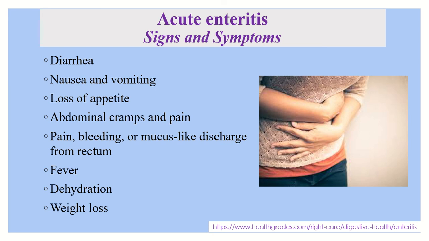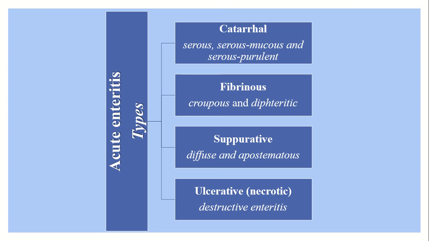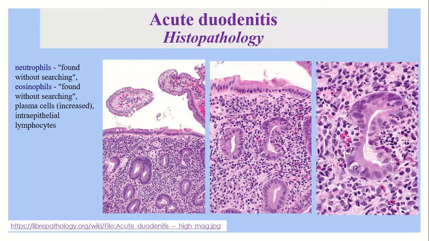The clinical signs and symptoms of acute enteritis are diarrhea, nausea and vomiting, loss of appetite, abdominal cramps and pain, bleeding or mucus-like discharge from the rectum, fever, dehydration, and weight loss. Here you see the types of acute enteritis according to the pathogenesis. We discussed this with gastritis and tonsillitis, the same. Types: catarrhal, fibrinous, suppurative, and ulcerative.